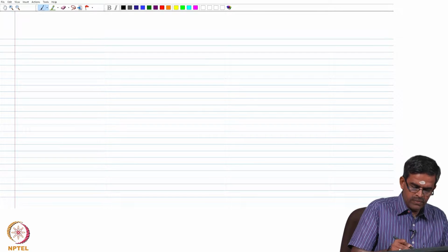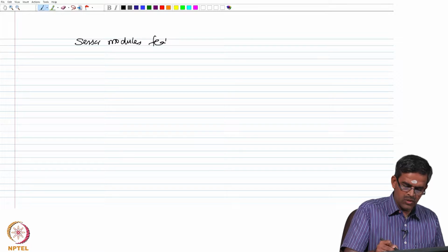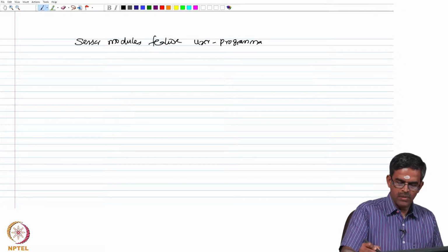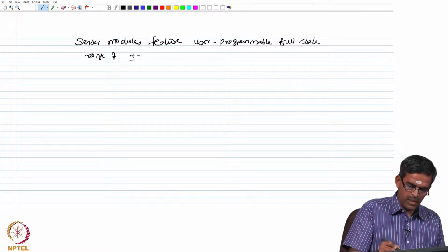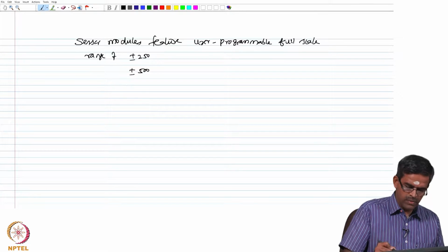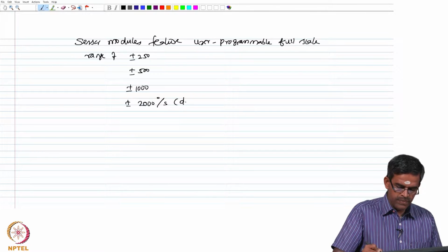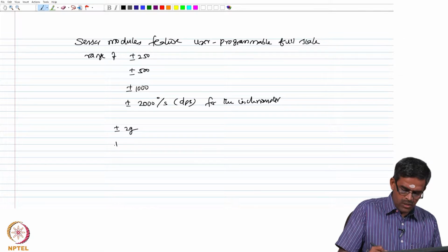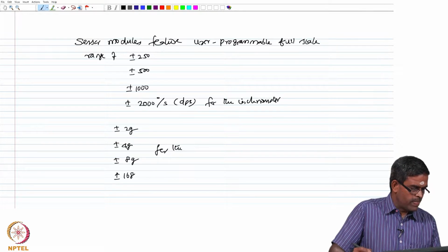The sensor modules feature also a user programmable full scale range of plus minus 250, plus minus 500, plus minus 1000, plus minus 2000 degrees per second, the DPS, for the inclinometer, and plus minus 2G, plus minus 4G, plus minus 8G and plus minus 16G for the accelerometer.